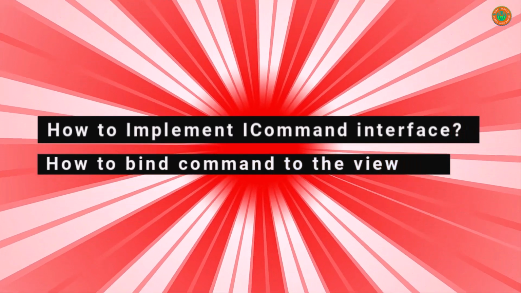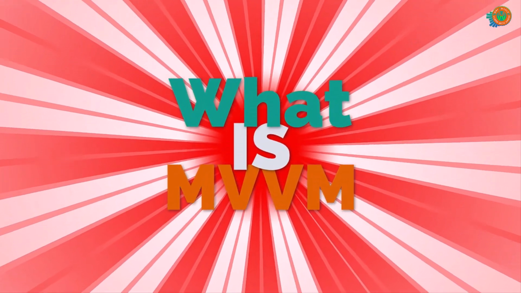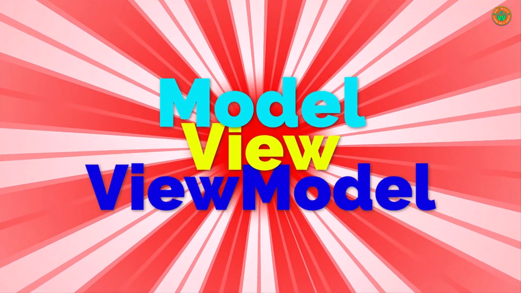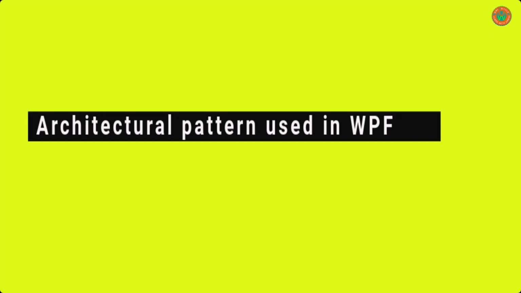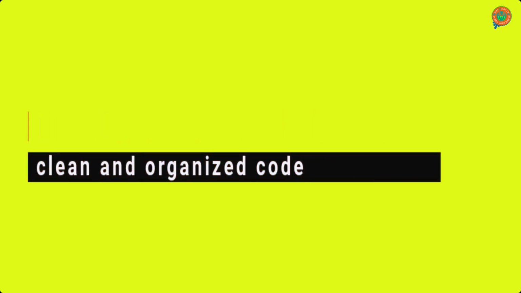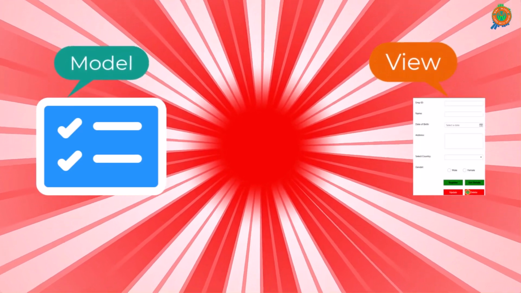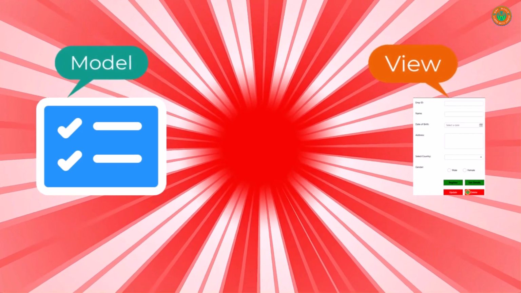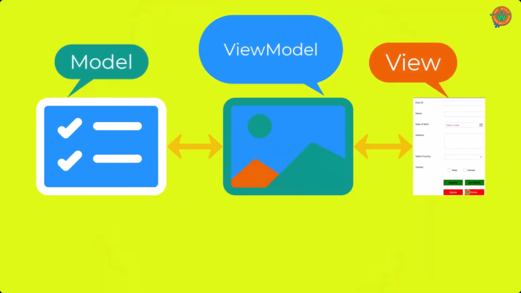So first, let's understand what MVVM is. MVVM stands for Model View ViewModel. It's an architectural pattern used in WPF applications to achieve clean and organized code. In MVVM, we have three main components. The model, which represents our data and business logic. The view, which is the user interface that users interact with. And the view model, which acts as a bridge between the model and the view.